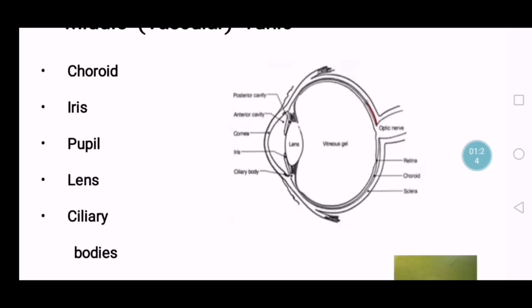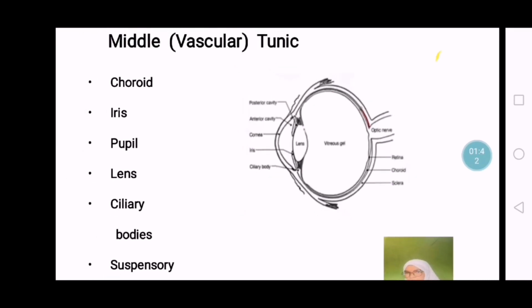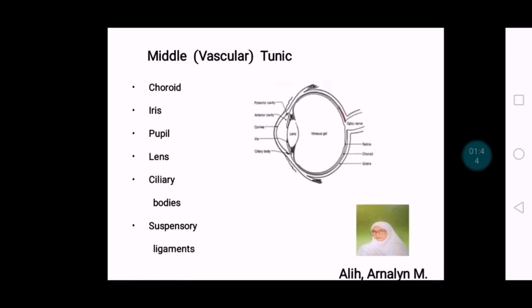The iris constricts the pupil in response to bright light and dilates the pupil in response to dim light. The innermost layer of the eye is the neural tunic, or retina, which contains the nervous tissue responsible for photoreception. The eye is also divided into two cavities, the anterior cavity and the posterior cavity.